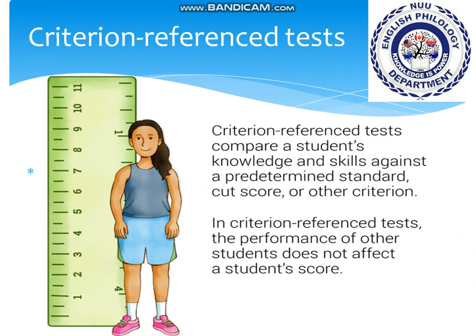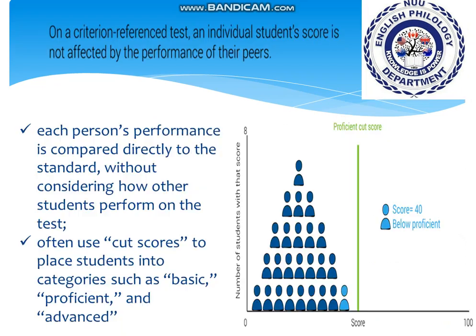Criterion-referenced tests compare students' knowledge and skills against a predetermined standard, cut score, or other criterion. In such tests, the performance of other students does not affect a student's score. It means an individual student's score is not affected by the performance of their peers, groupmates, or coursemates. Each person's performance is compared directly to the standard, without considering how other students perform on the test.